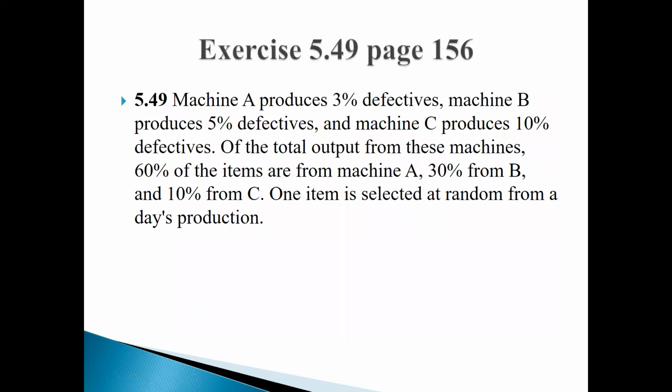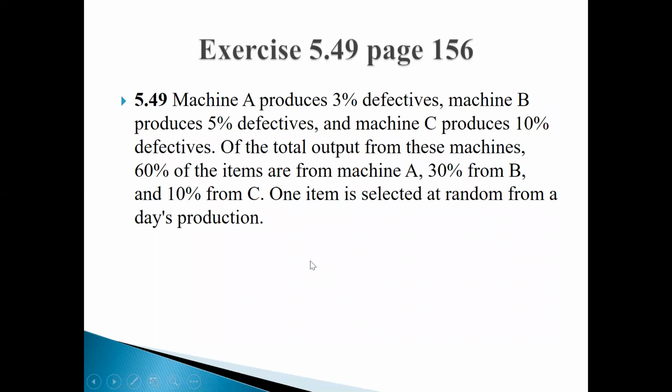These examples are from a different book. I just thought they were pretty good. So machine A produces 3% defectives, machine B produces 5% defectives, and machine C produces 10% defectives. Of the total output from these machines, 60% of the items are from machine A, 30% are from B, and 10% are from C. Now, if one item is selected at random from a day's production, we're going to have a couple questions here. So we need to remember that machine A produces 3% defective, B is 5, C is 10, and of the total output, 60 is from A, 30 from B, and 10 from C.